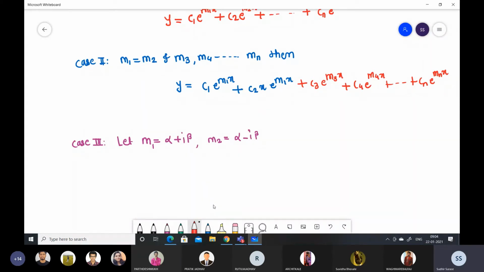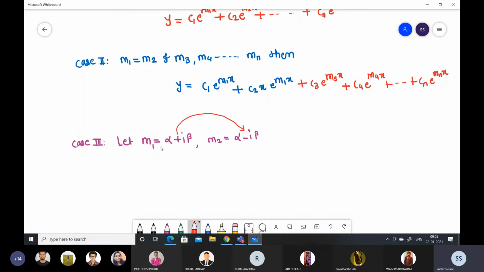What do you mean by complex conjugate? You just need to change the sign of the imaginary part, so instead of plus we have negative. Whenever you have a complex root, its complex conjugate is also a root, so by default you will get this. Suppose m1 equals alpha plus i beta and m2 equals alpha minus i beta are the roots of the given auxiliary equation.